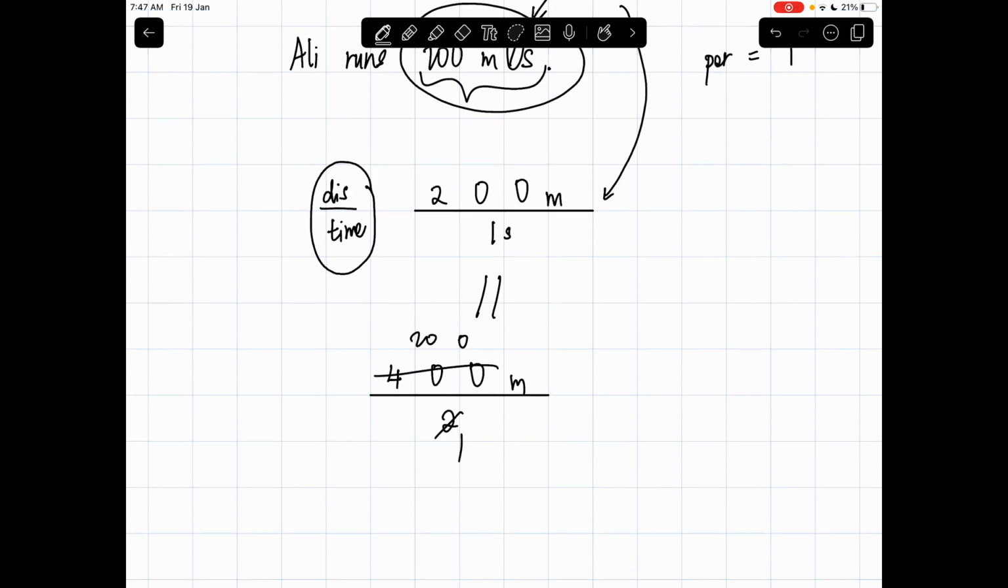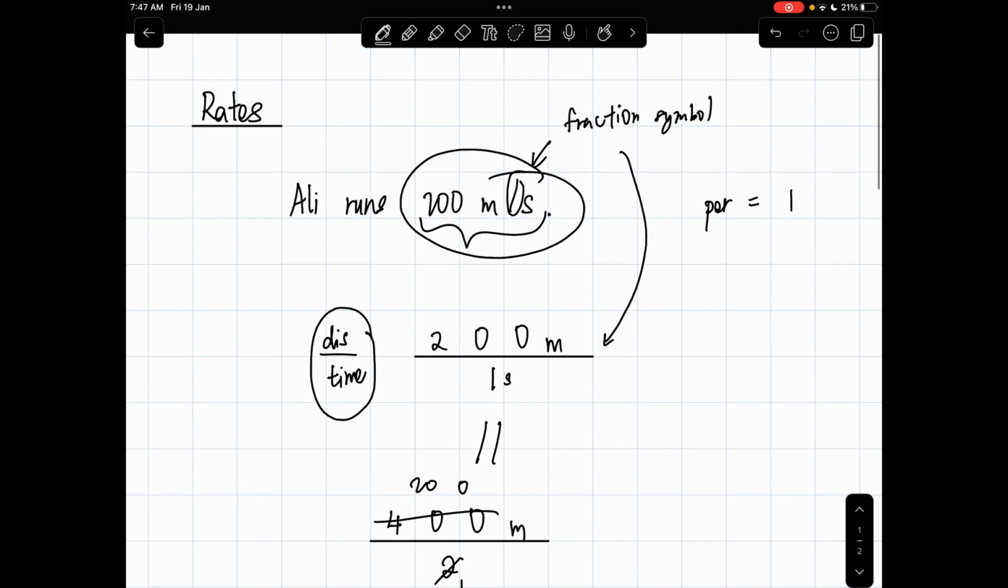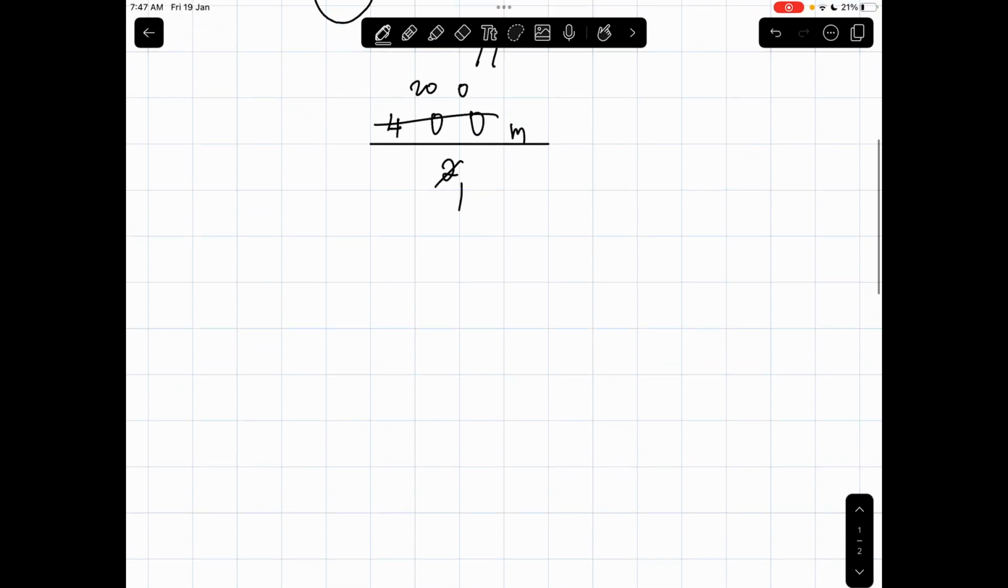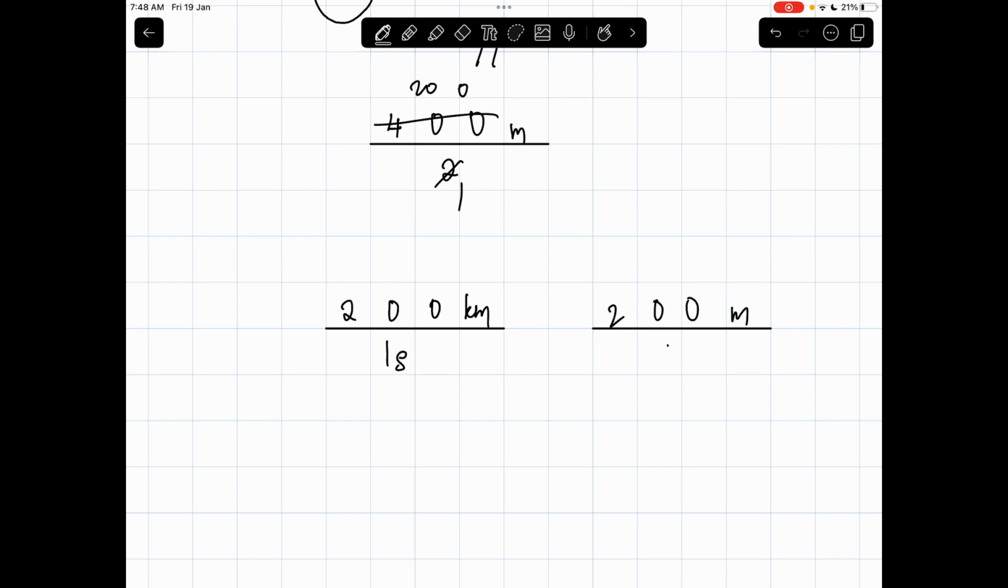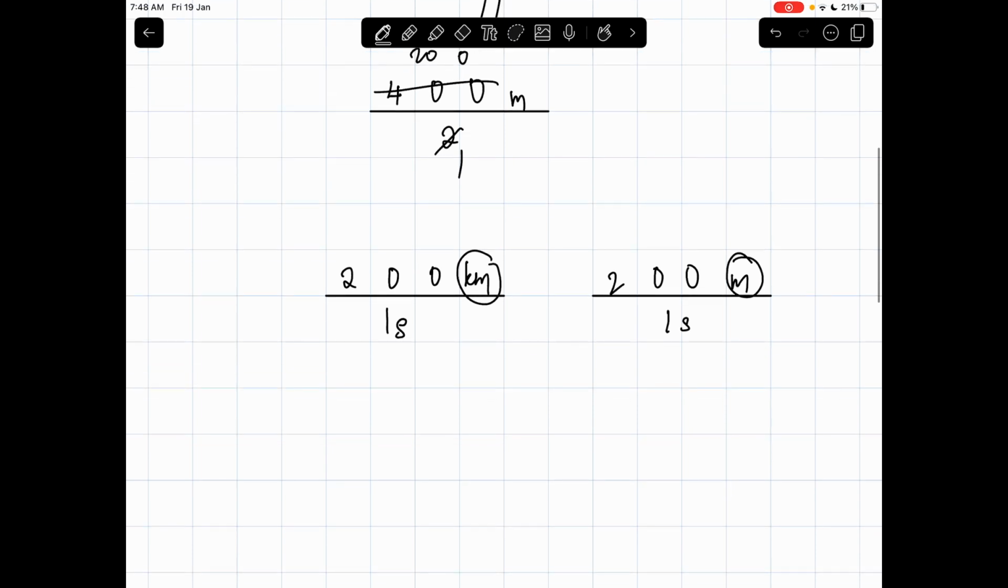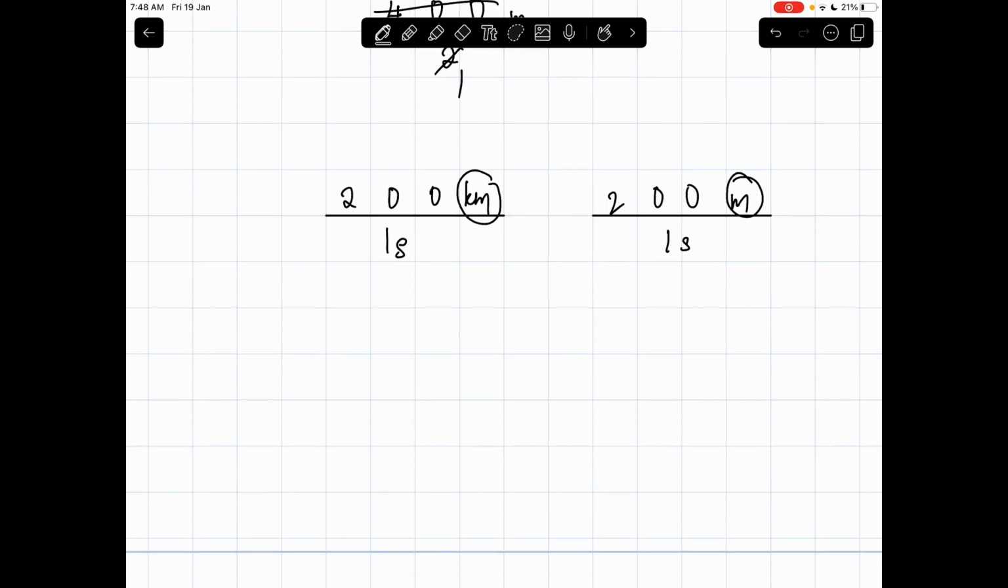And there's one more thing to add. For rates, units play a crucial role, because if I write 200 kilometers per second and 200 meters per second, although it might seem as though the numbers are very much the same, the difference in units will make a big difference. And in your examinations, you'll be mostly tested on changing metrics.